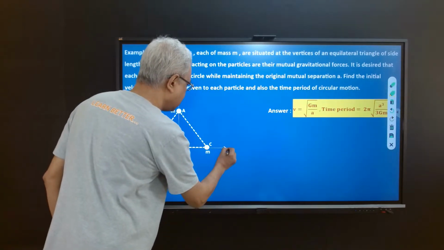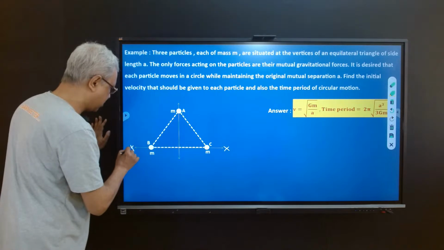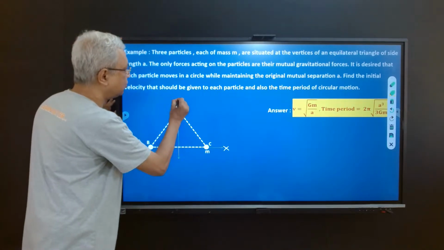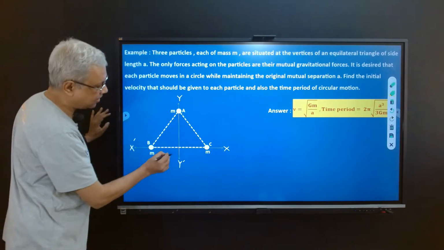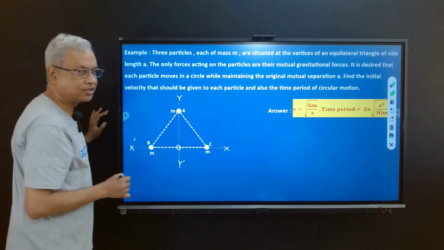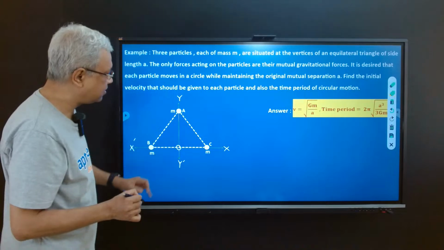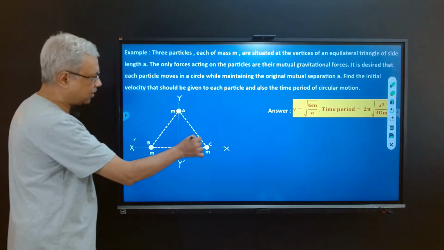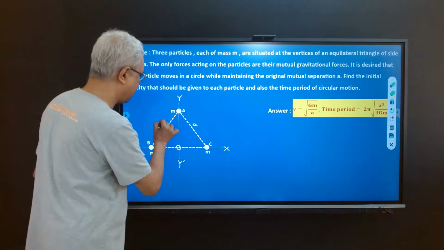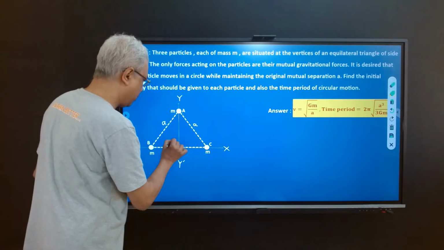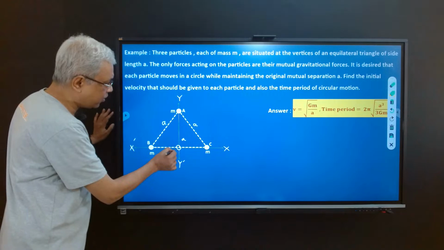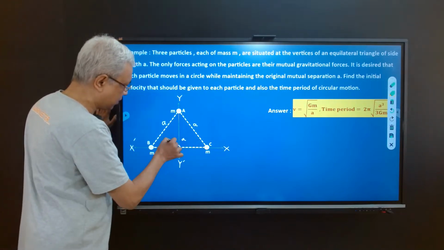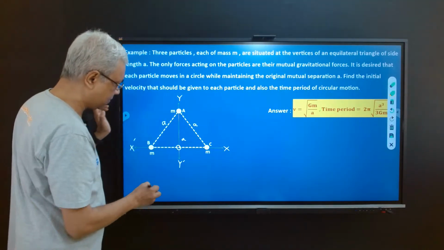This is the x-axis, this is x dash, the negative x-axis. This is the y-axis, this is y dash. I take the origin of the coordinate system at the midpoint of line BC. This is the equilateral triangle whose side lengths are A, A, and A. So the midpoint of the line BC is chosen as the origin of the coordinate system.